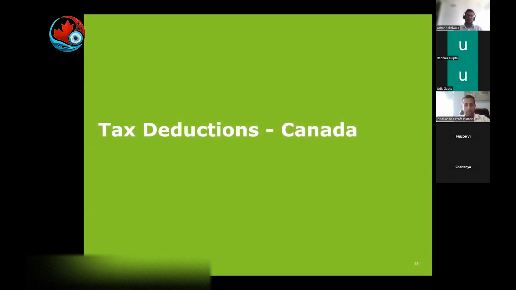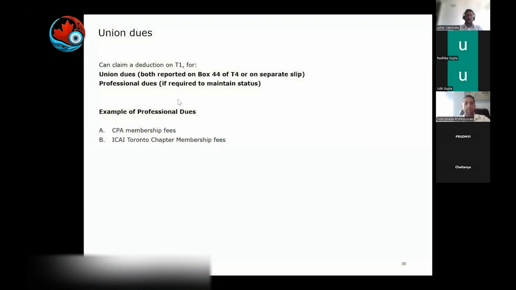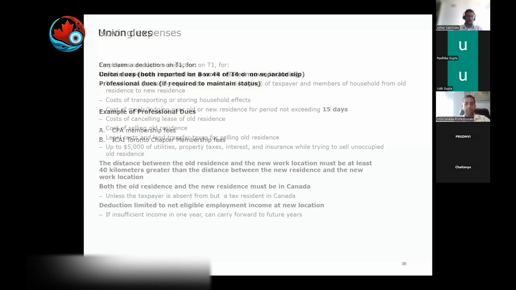Now, quickly moving on to tax deductions. Any payments that you make for membership fees for unions or professional bodies, that is, if you are a CPA member and you're paying annual membership dues, or you're paying ICA membership fees, you are allowed to claim deductions for those memberships. Even if you are a member of ACCA or CBV board or any other agencies, you are entitled to a deduction for that.